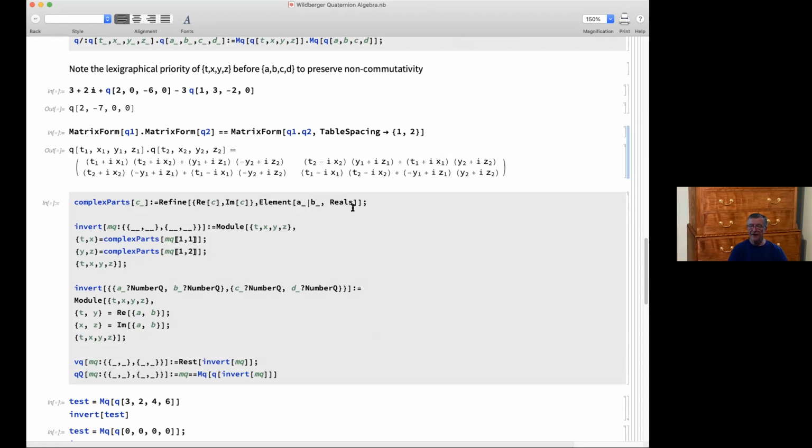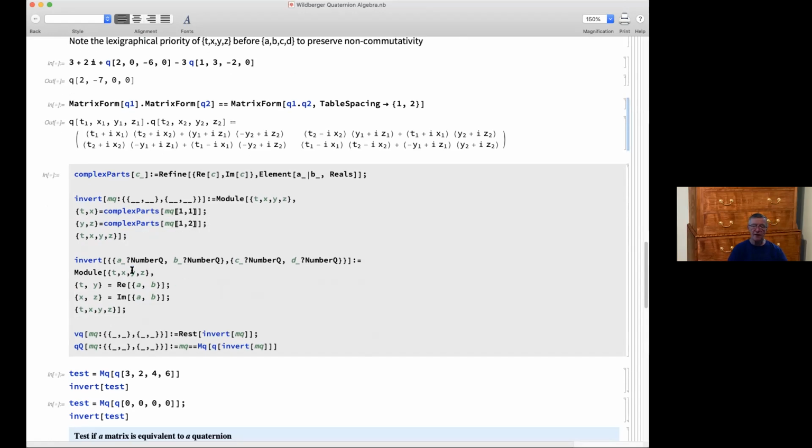When I identify the values as reals, not complex symbolically, that becomes a different module than if I want to invert a quaternion of real values. Then I need to use this simpler form, just finding the real and imaginary parts.